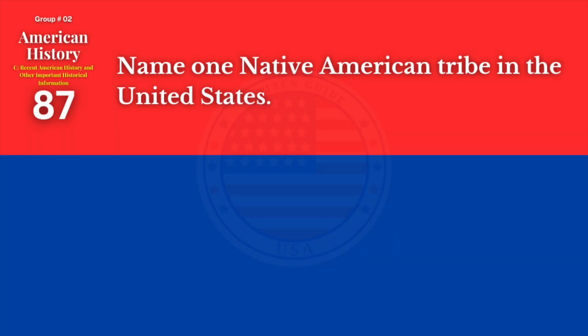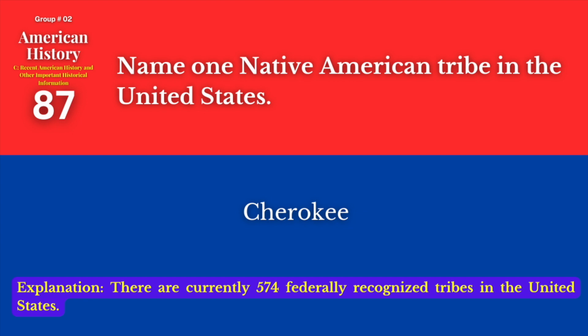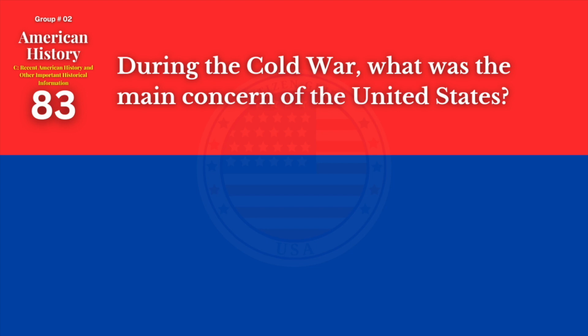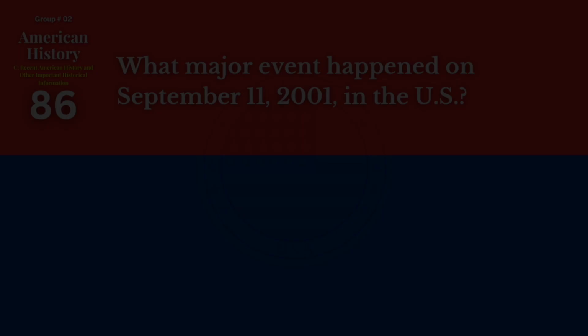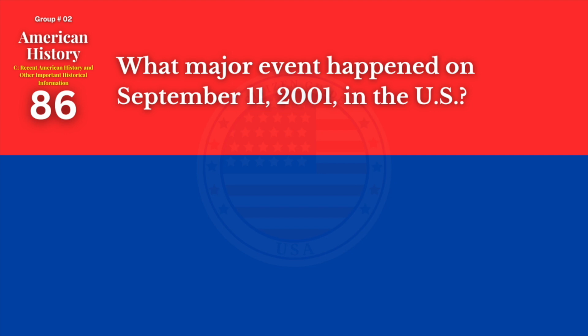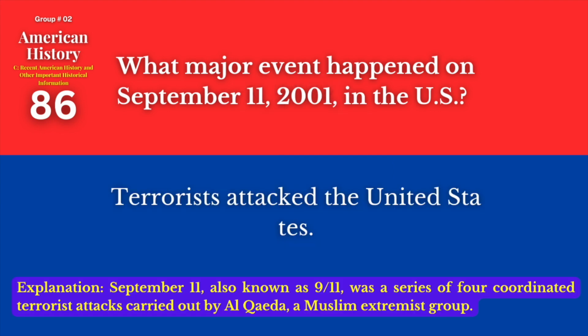Name one Native American tribe in the United States. Cherokee. During the Cold War, what was the main concern of the United States? Communism. What major event happened on September 11, 2001, in the U.S.? Terrorists attacked the United States.